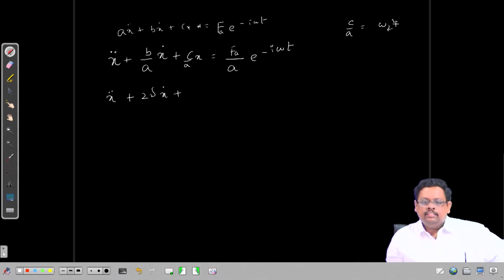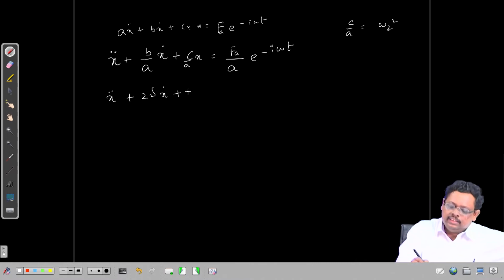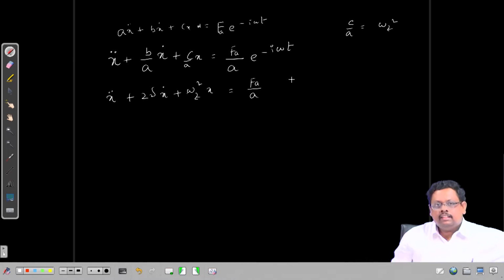So, we have just found that out, right. So, instead of c by a, we can write omega z square into x is equal to f a by a, right. Okay. Oh, I forgot that e to the power minus i omega t, of course, is important.